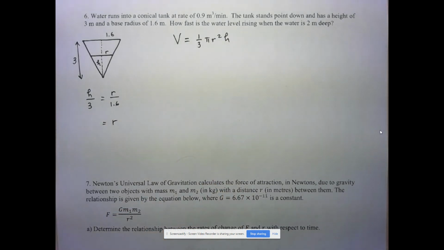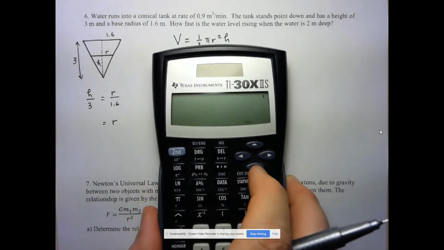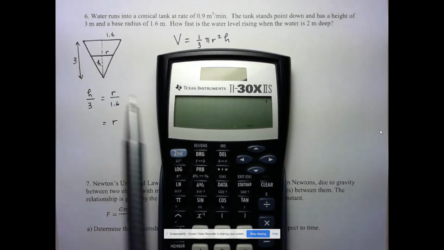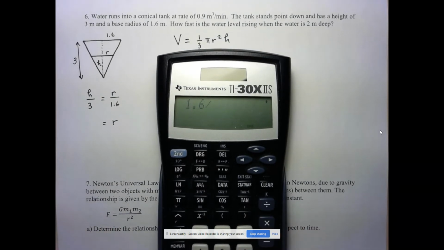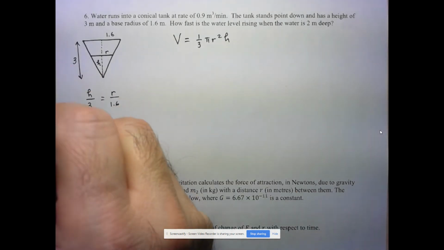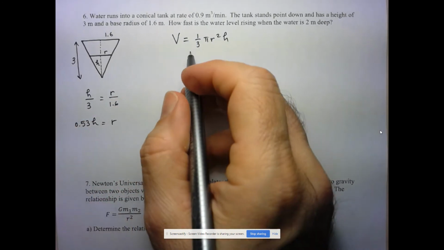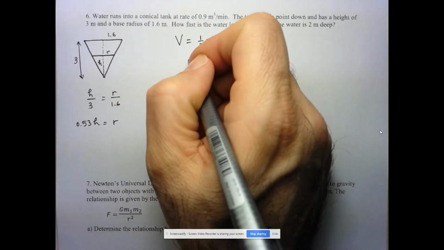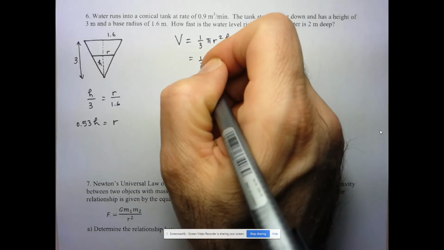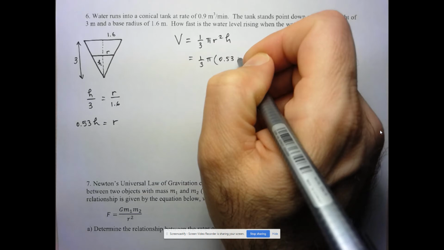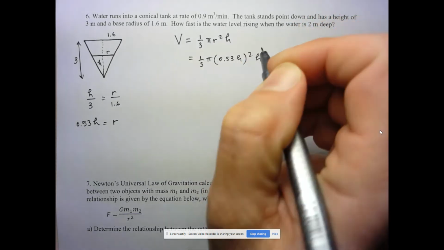Since we're working with an application example, I'm not going to bother keeping things in exact values. So I'm going to bring the 1.6 to the other side. 1.6 divided by 3 is 0.53. So r can be written as 0.53 h. And now I'm going to substitute that into my equation. So what do we have? We have 1/3 pi times 0.53 h squared times h.